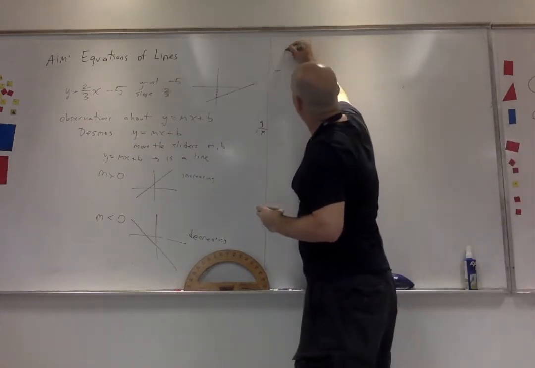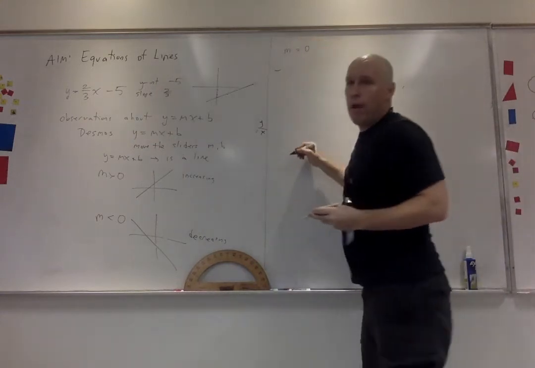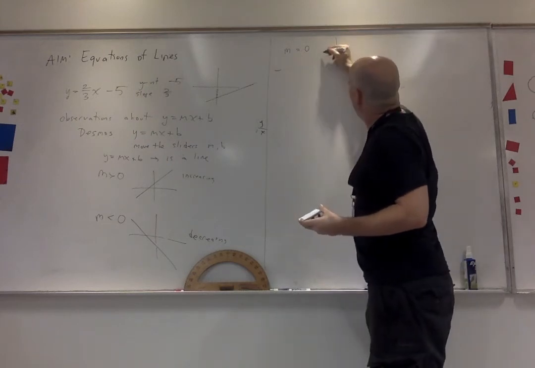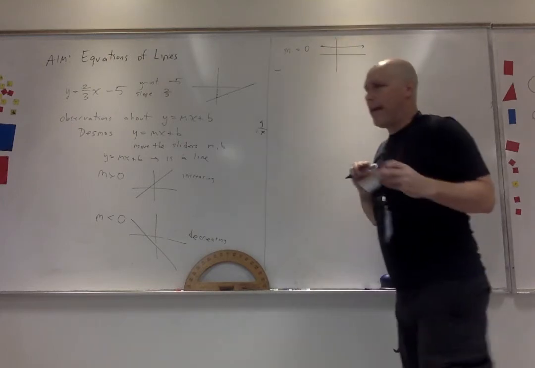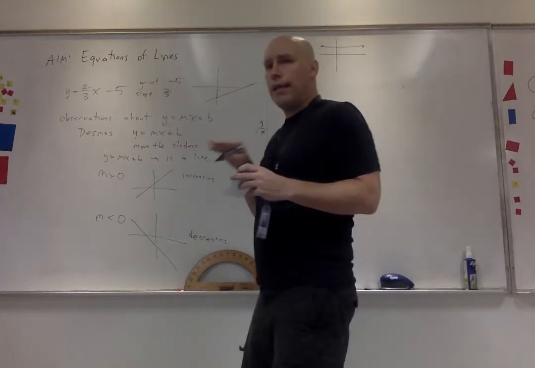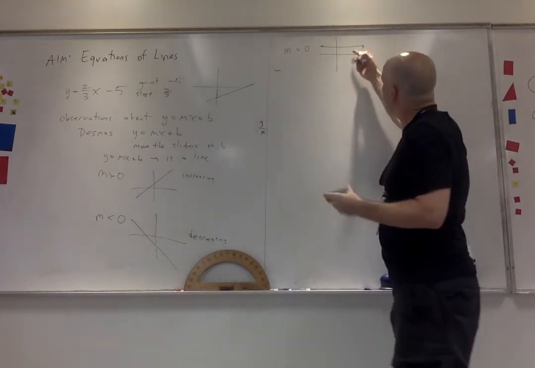If m is equal to 0, then it's the slope. What do we notice? It's kind of like walking, but no change. There's no change.